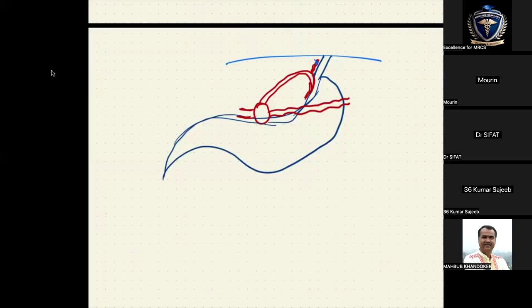So esophageal arteries are branches of which of the following vessels? Left gastric artery. Very good. It's a very common question for MRCS. It's very important: the esophageal artery is a branch of the left gastric artery. Okay.